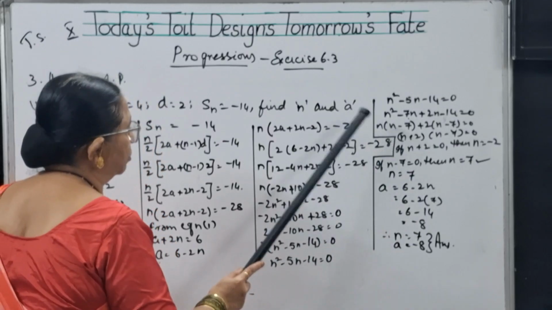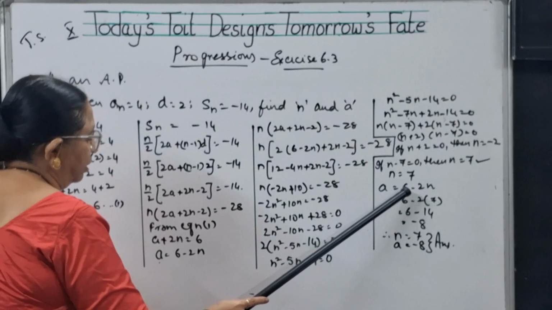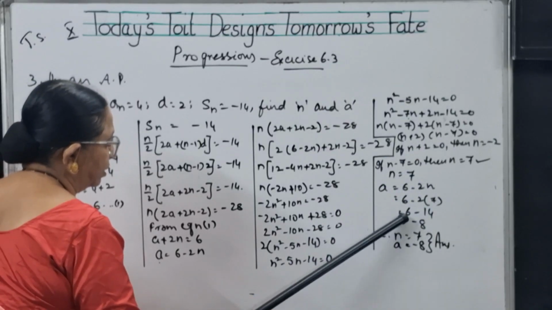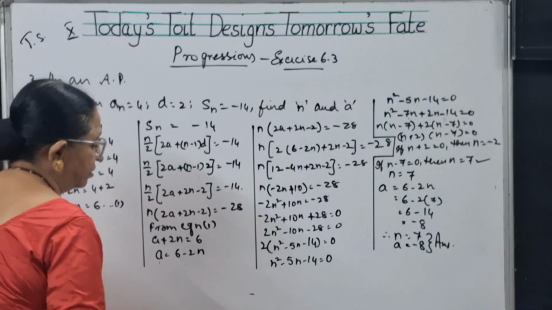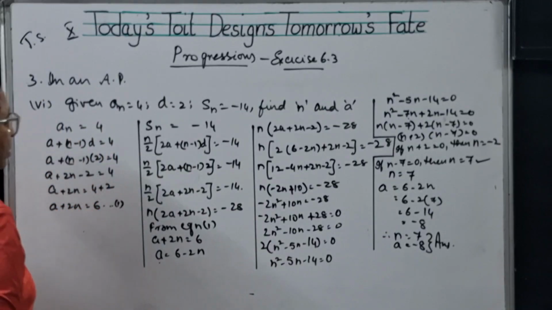Now the other question is a. But here you see children, a is equal to 6 minus 2n. On this first equation we have simplified in this way. So I am taking this equation, a is equal to 6 minus 2 into n, n is 7, 6 minus 14 is minus 8. So n is equal to 7 and a is equal to minus 8 are the answers for this problem children. Please note it down.